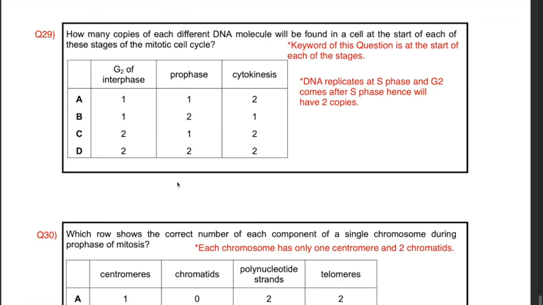If it was at the end, for cytokinesis it would be 1, because in cytokinesis the DNA amount returns back to normal, that is 1 copy. However, since the question refers to the start of the stages, all of them would have 2 copies. Hence, the answer is D.